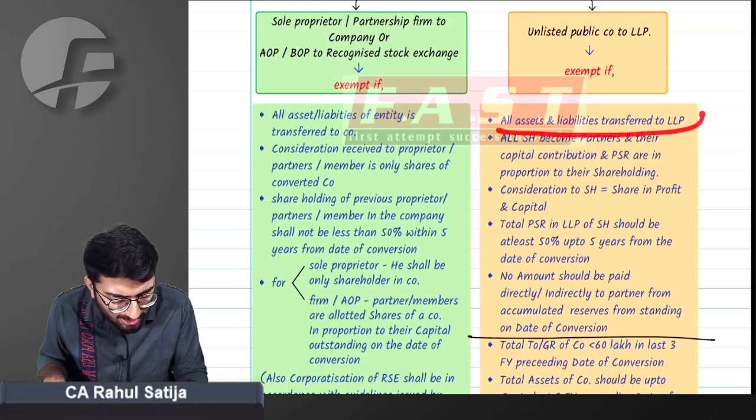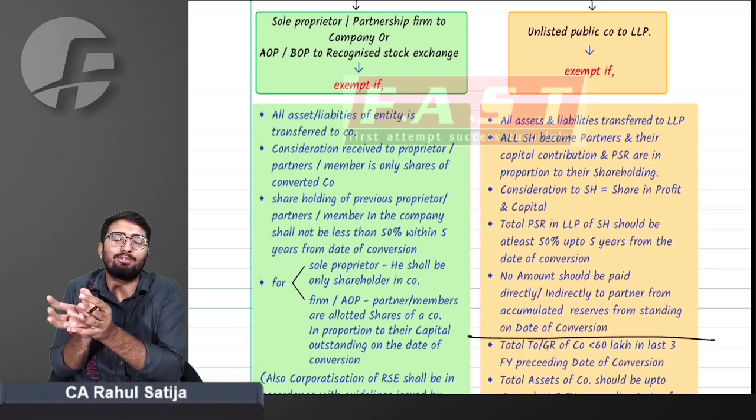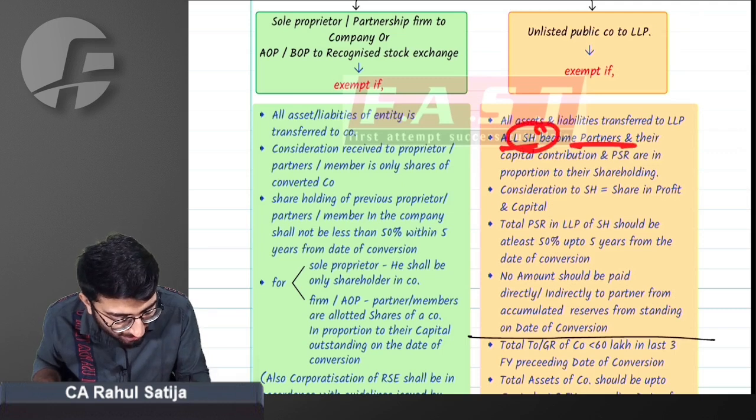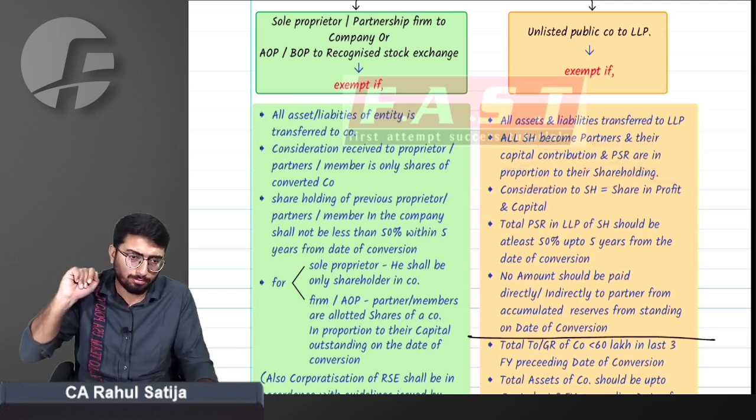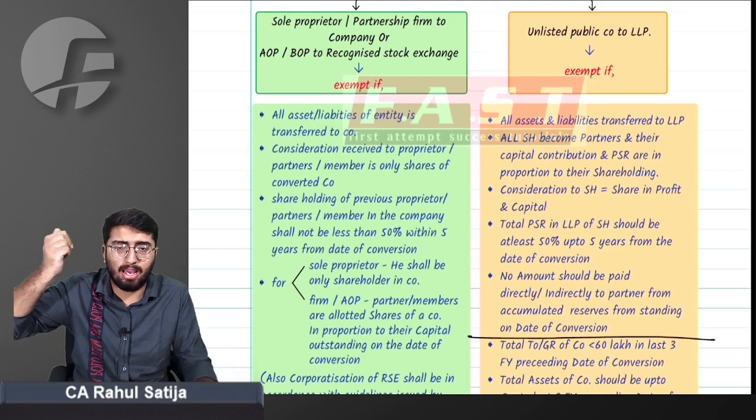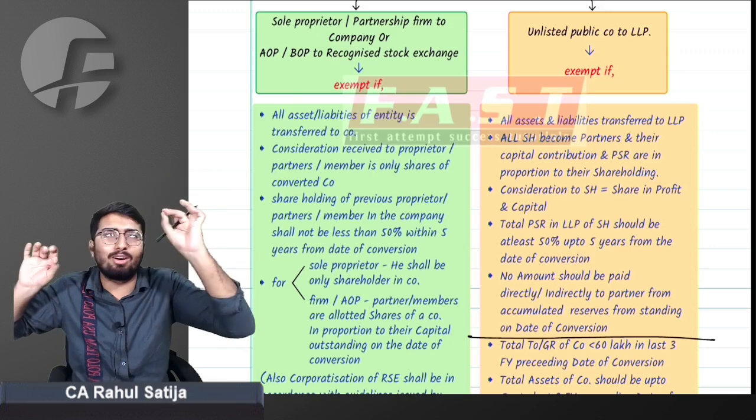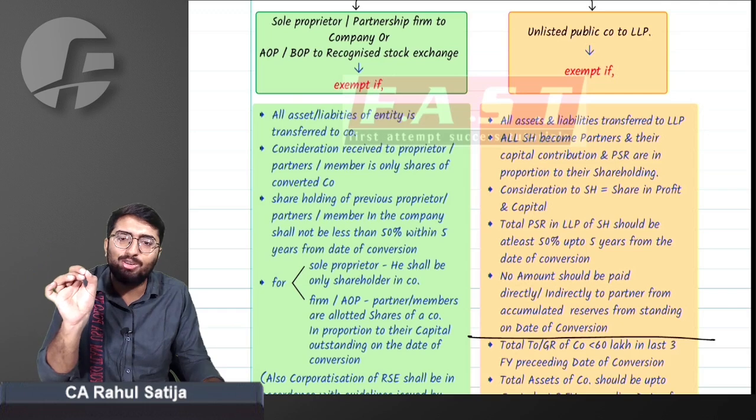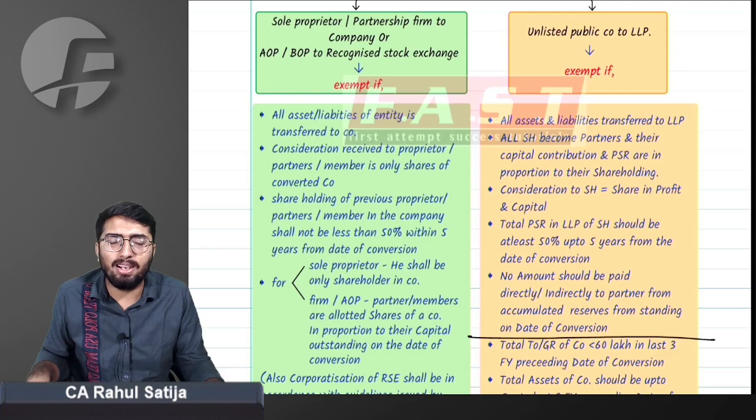First condition says all assets and liabilities are to be transferred to the LLP. As simple as it can be, all assets of the company shall be transferred to the LLP. Second thing, all shareholders shall become partners and their capital contribution and PSR shall be in proportion to the shareholding. For example, I am a shareholder of 10%. I am holding 10% in the company. So at least 10% of the partners' capital shall be on my account, or 10% of the PSR should be on my account. Whatever my shareholding share was in the company, I should be entitled to that much of partners' capital and PSR.